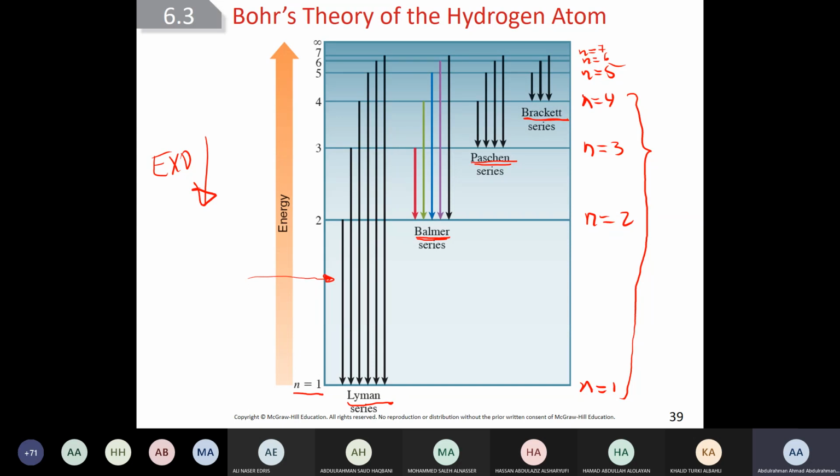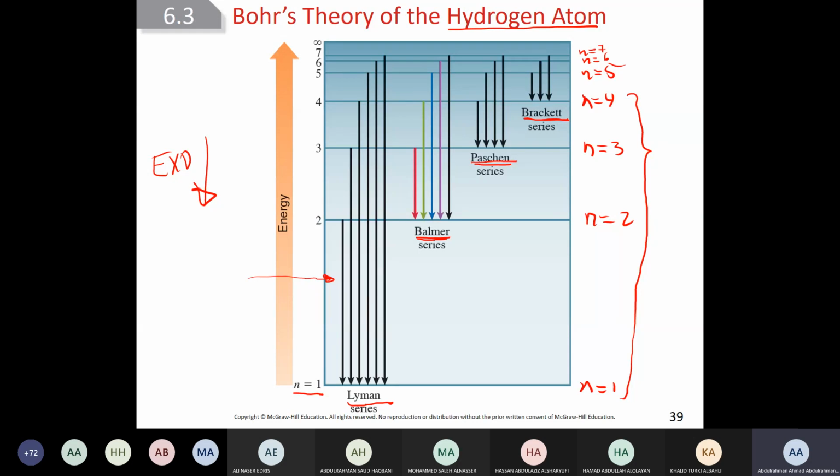Is this easy or difficult? Is it the same for all elements? No, this is just for the hydrogen atom. We're talking only about the hydrogen atom. As I said, we're talking about the hydrogen atom.